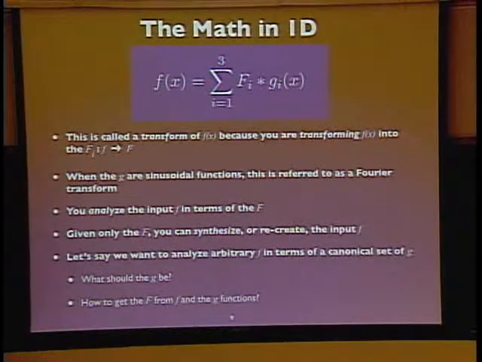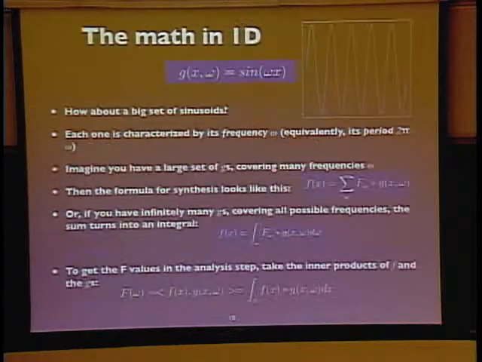So this gives rise to a couple of questions, which are, first of all, what should these functions g be? And I've told you that they are sinusoids. But then also, how do you get the capital F from the little f? I'm going to talk about those next.